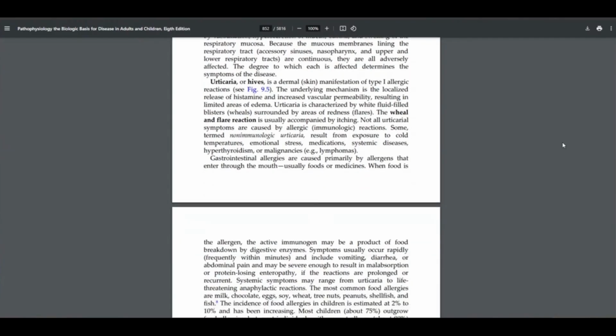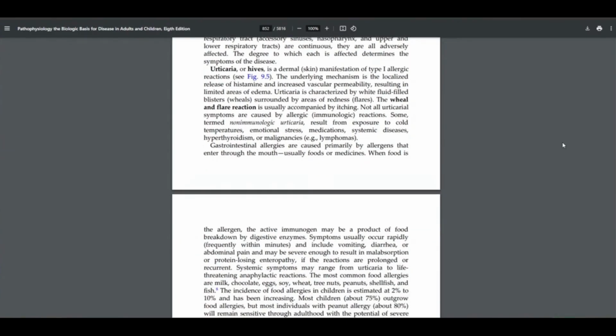Urticaria or hives is a dermal skin manifestation of type 1 allergic reactions. The underlying mechanism is the localized release of histamine and increased vascular permeability, resulting in limited areas of edema. Urticaria is characterized by white fluid-filled blisters, or wheals, surrounded by areas of redness, flares. The wheal and flare reaction is usually accompanied by itching.